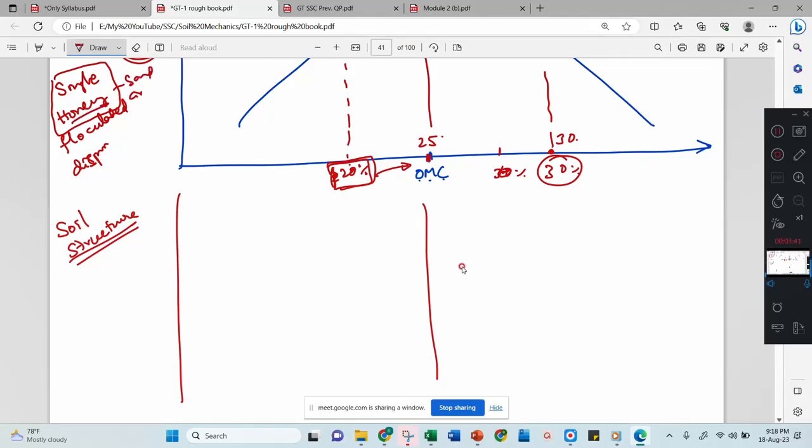A honeycomb may be with a little of silt, but when you come to the flocculated and dispersed structure, both are of the same soil, but their nature is different. Both belong to clay soil. Okay. Now I am discussing the soil structure.